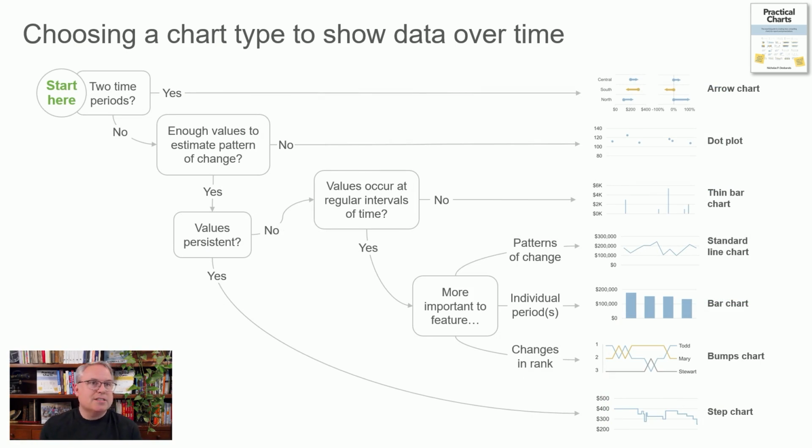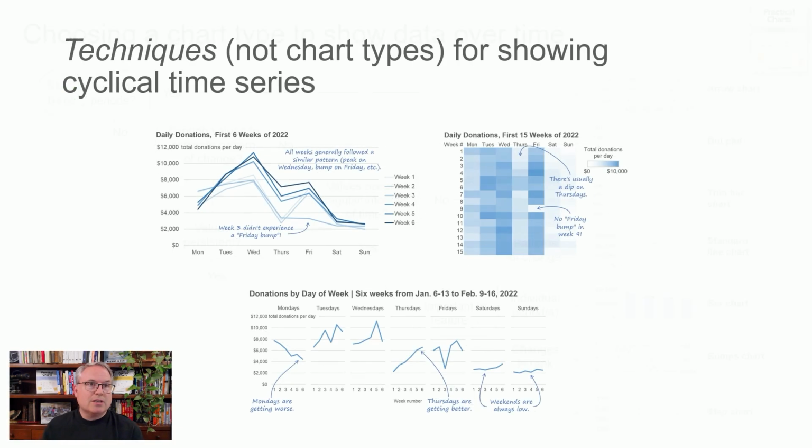Nice thing too is that it's a little bit cleaner, perhaps easier to use. And I think it, of course, reflects when to use a step chart more accurately, right? If the values are persistent, you just use a step chart, regardless of whether the values are updated at regular or irregular intervals of time. I'm still going to talk about showing cyclical time series in the course, but I'm going to describe these as chart techniques rather than chart types. But they will still be in the course, just by the way.